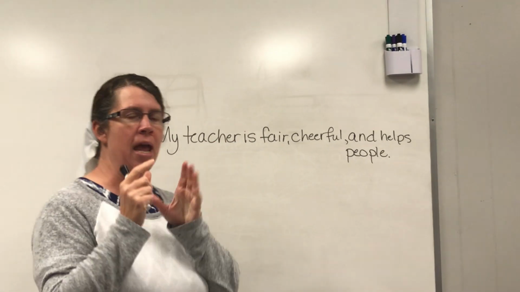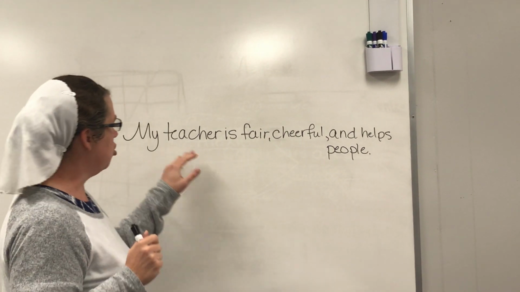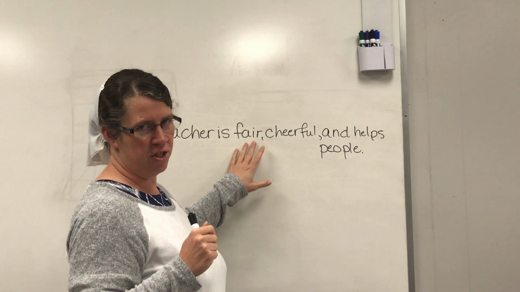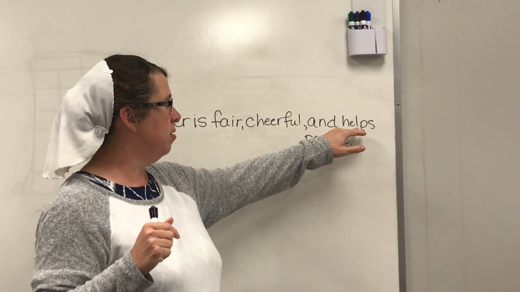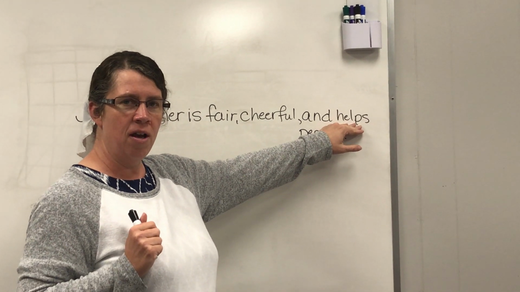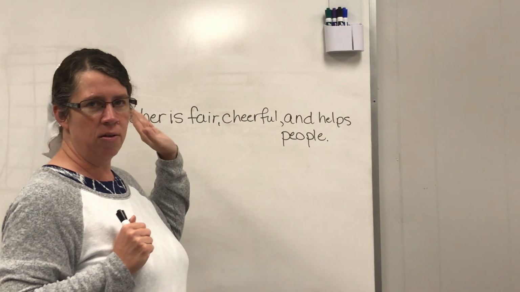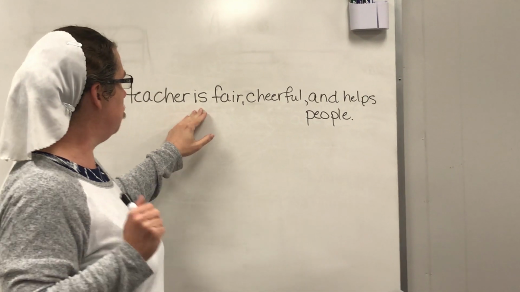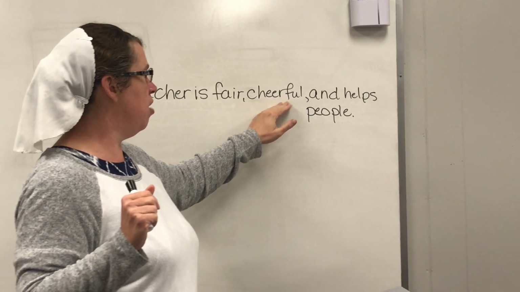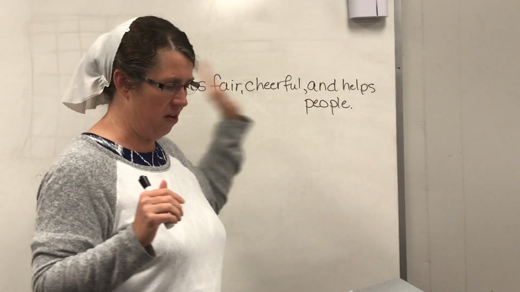All right, so back here, remember, a conjunction is supposed to connect alike things. So my teacher is fair, that's an adjective, cheerful, adjective, and what's this? Verb. This is a verb. Something is not right. We're connecting unlike things. This is an incorrect sentence. It should be my teacher is fair, cheerful, and helpful. They should all be adjectives, okay?